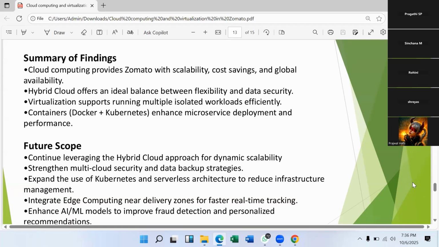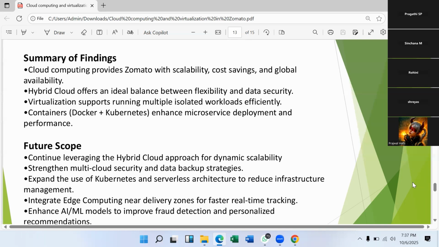Summary of findings. The findings highlight how cloud computing helps Zomato improve scalability, reduce costs, and ensure its services are globally available. By using a hybrid cloud, Zomato can balance flexibility with data security, keeping sensitive data on private servers while using public cloud resources for scalability. Virtualization allows multiple applications to run independently on the same hardware, optimizing resource use. Meanwhile, containers with tools like Docker and Kubernetes streamline microservices deployment, ensuring faster and more reliable app performance.